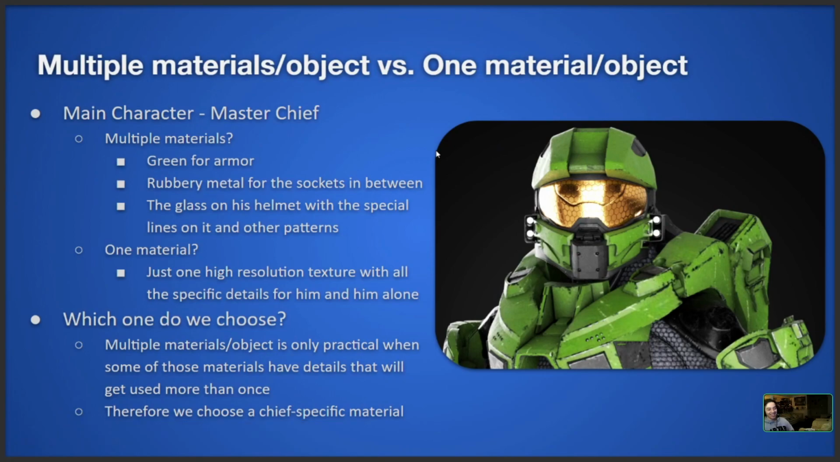Spot on. Multiple materials per object versus one material per object. Looking at Master Chief here, he totally has multiple materials. He probably has one material for all of the green parts of his armor, another material for all the rubbery metal sockets in between, and the glass on his helmet is probably one material. The question is, why would you separate things into multiple materials versus one material?